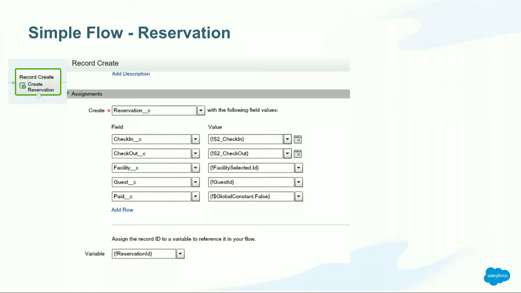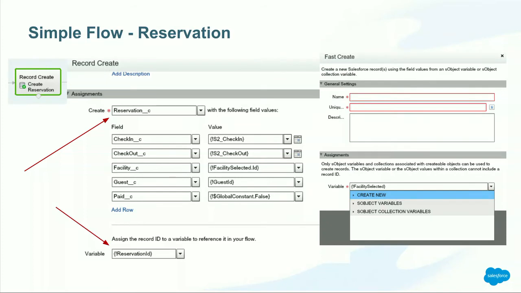The only one that is new is the creation. In order to create a record, we only need to pass the object that I want to create, the information related to this new record, check-in and check-out dates, the guest ID, and finally, I have created a variable in order to store the ID of the new record that I have created, the new reservation.